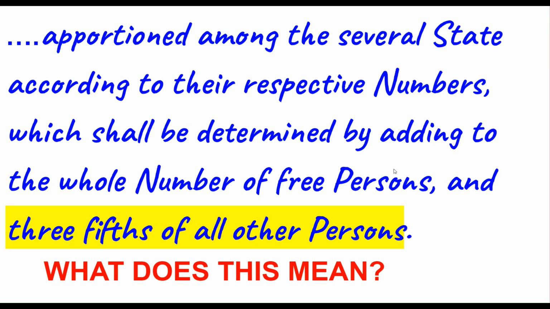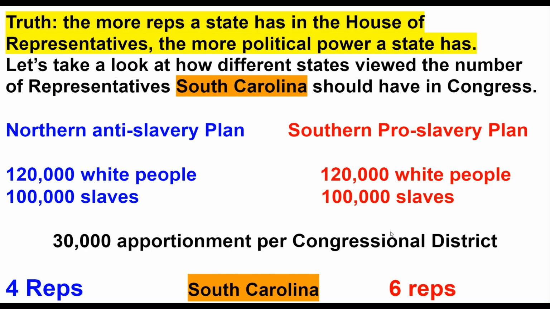On the next slide, what do the words of Article 1 of the Constitution mean? Apportioned among the several states according to their respective numbers, which shall be determined by adding to the whole number of free persons. Those would be white citizens. And 3/5 of all other persons. What does this mean? 3/5 of all other persons. Well, I think I skipped one again.